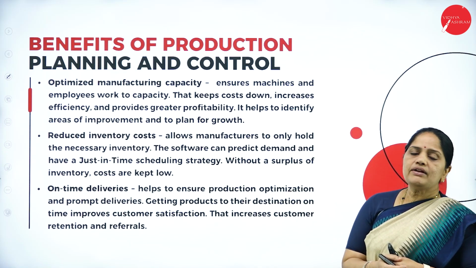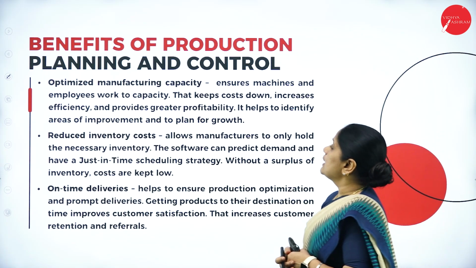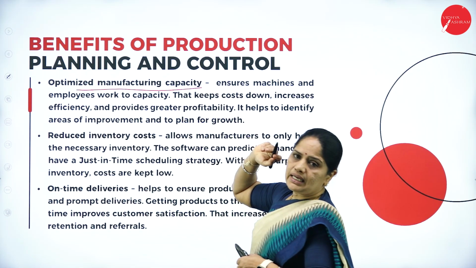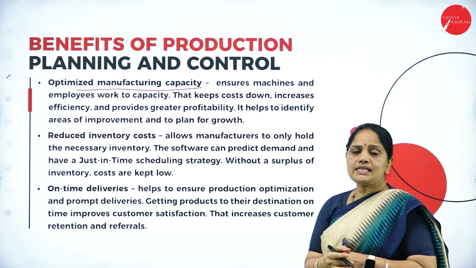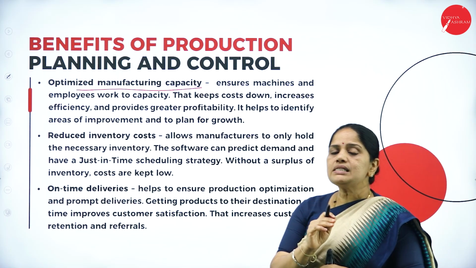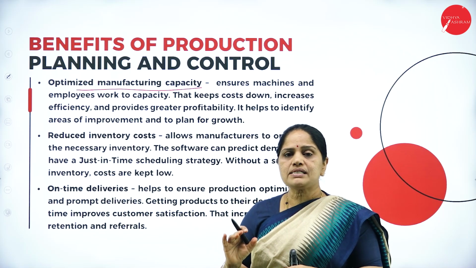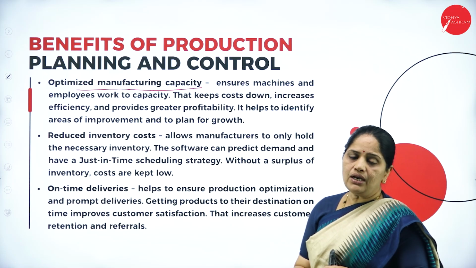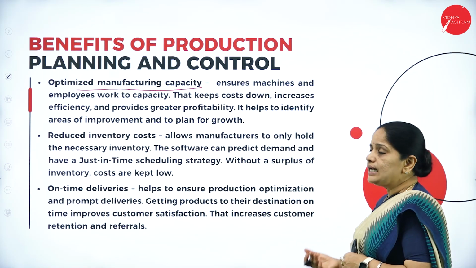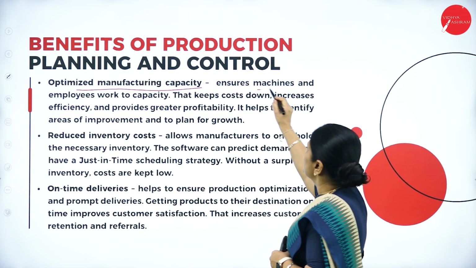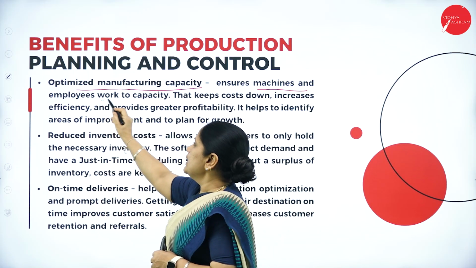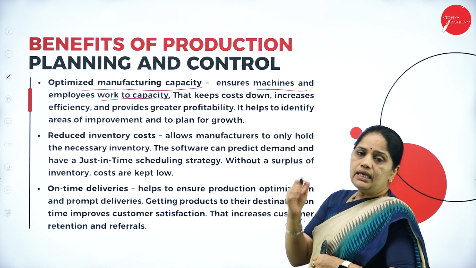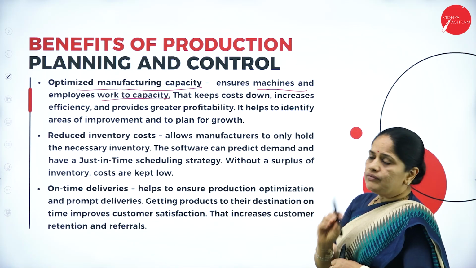So what are the benefits of production planning and control? Now in this, the first one is optimized manufacturing capacity. Now what is this optimized manufacturing capacity? It means that you use the plant capacity to the fullest extent. So there is no idle time for machinery or there is no idle time for the labor also. It ensures machines and employees work to the capacity. So whatever is the efficiency of the employees and the machinery, they have to be put to the fullest use.